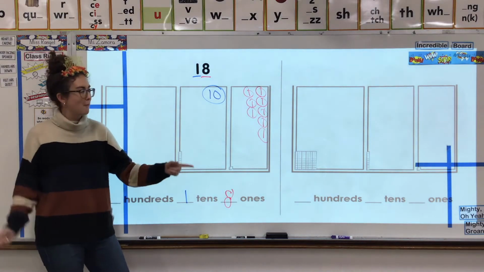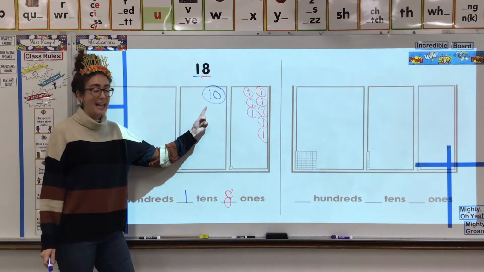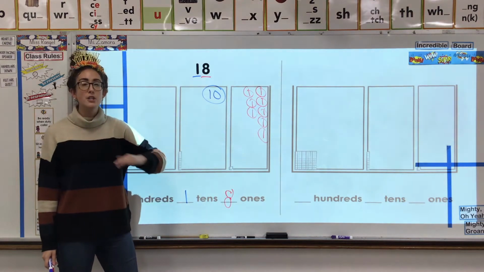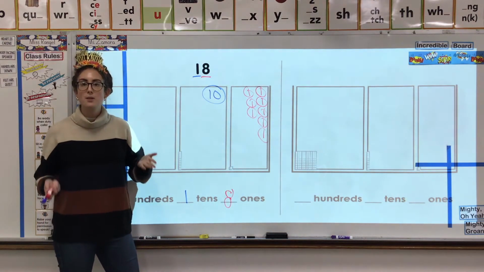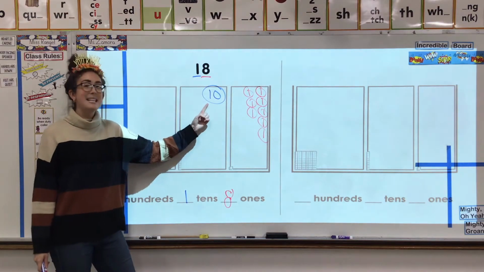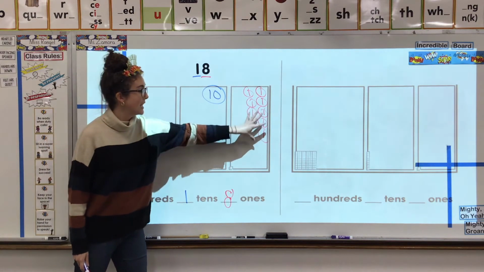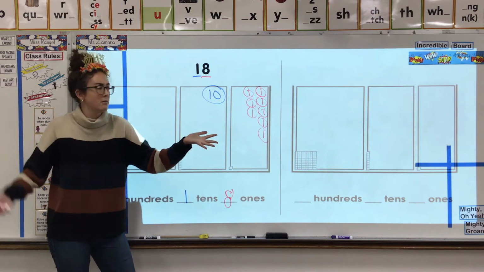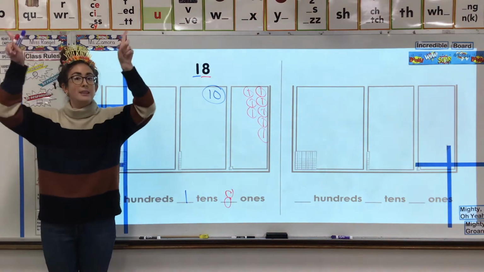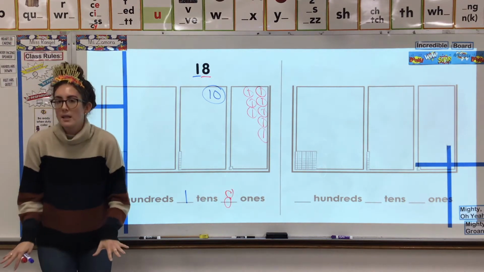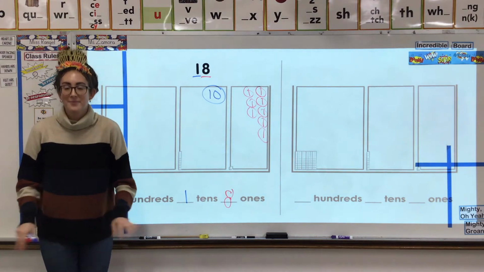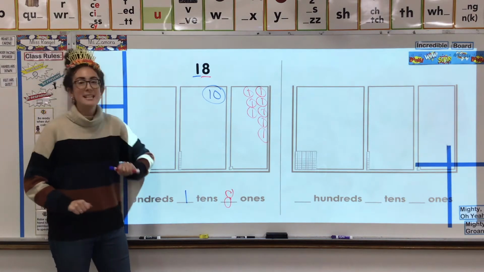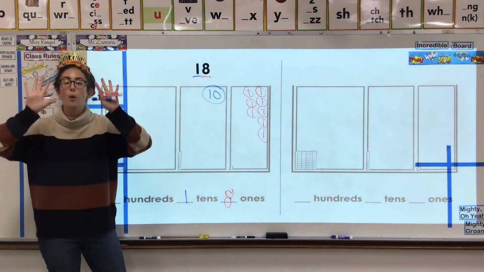But what if we wanted to change the tens for ones? Instead, we wanted to show 18 in just ones. So we're going to take this 10 and change it into a group of ones, what would we do? 1 ten is equal to how many ones? 10 ones. 1 ten is equal to 10 ones.